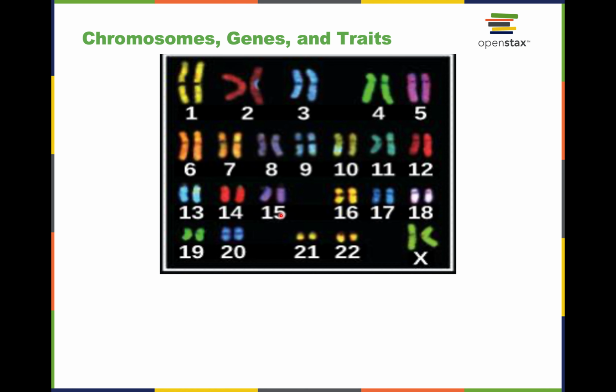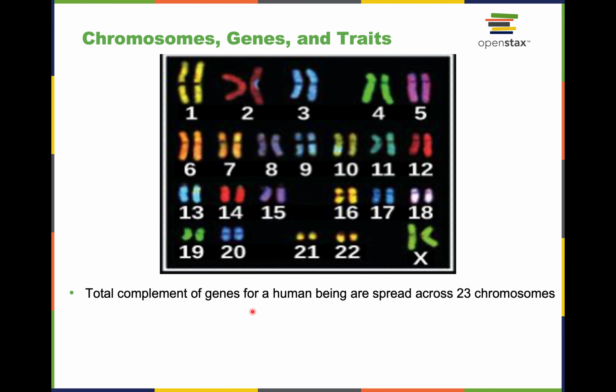This is a display of all of the chromosomes in a cell of a human being. This human being is female because it has two X chromosomes. And you can see that chromosomes come in pairs. So let's take a look and see what all of this stuff means.